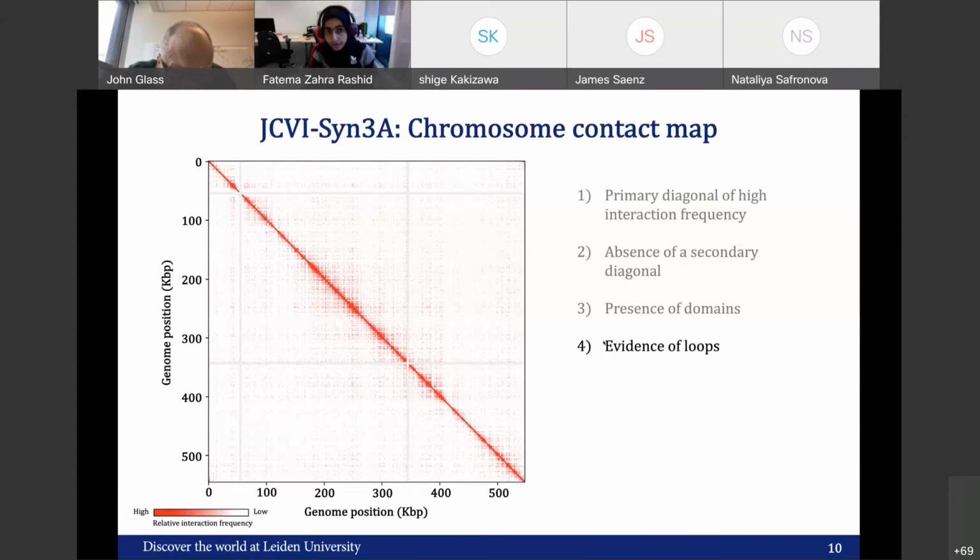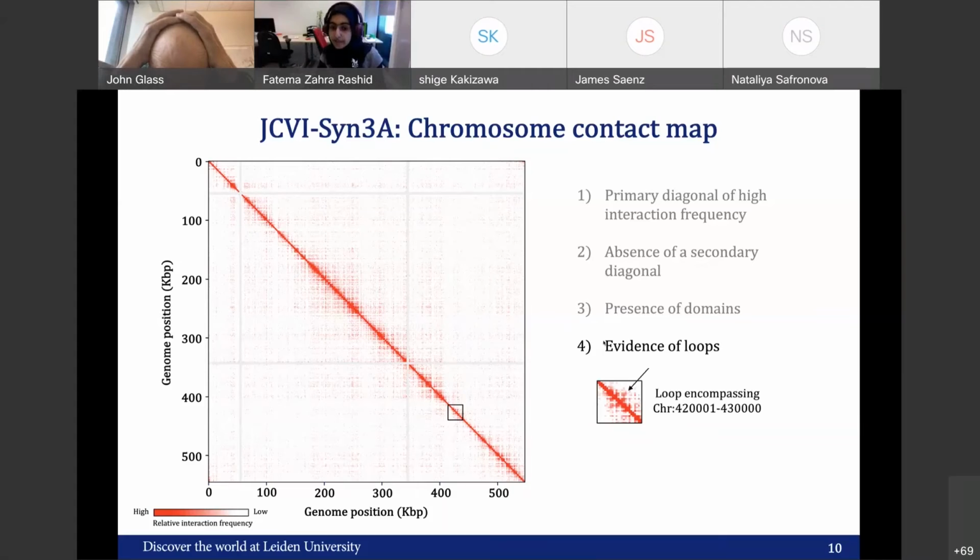The fourth feature that we see is that we start seeing evidence of loops. And for that, I will zoom into this region here. Now, a loop is a region in which two loci are anchored by a nucleoid-associated protein, and the intervening DNA remains free. And this appears in a contact map as these spots, these regions of high interaction frequency that appear away from the main diagonal.